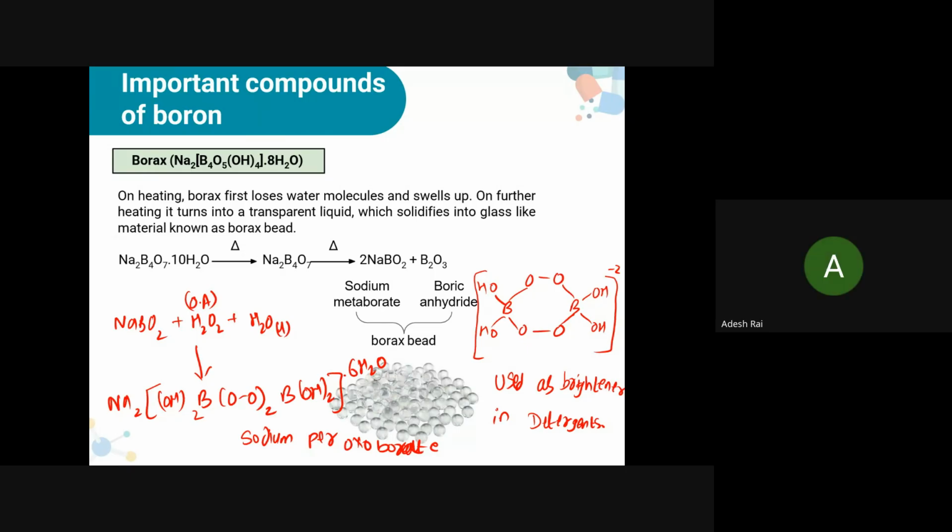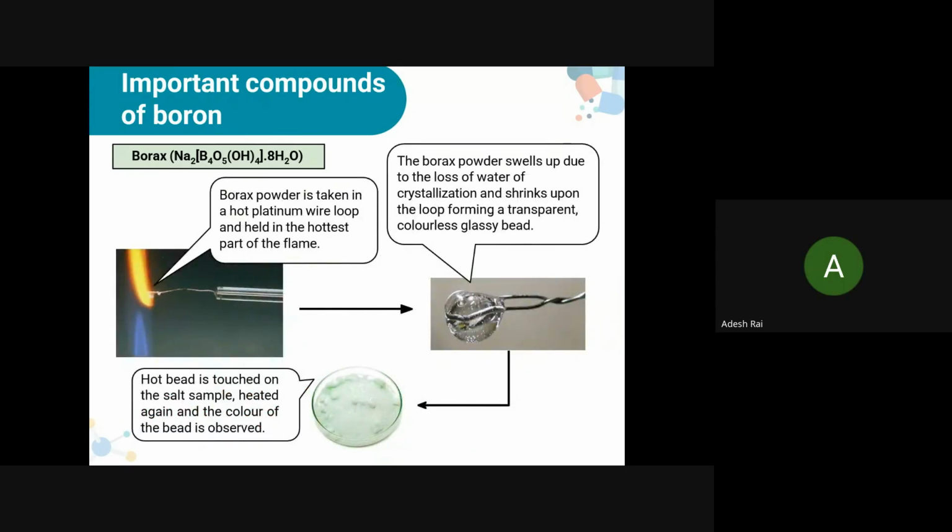Okay. So what are the uses? The first use is that it is used in qualitative analysis for performing the borax bead test. Then, have you heard that proverb? Sone pe suhaga. That's a Hindi proverb. Sona means gold. But do you know what suhaga is? Borax in Hindi is called suhaga. Sone pe suhaga. So in the purification of gold, we use borax powder.